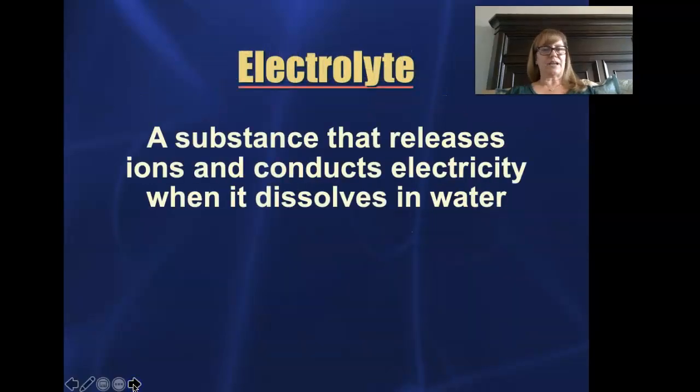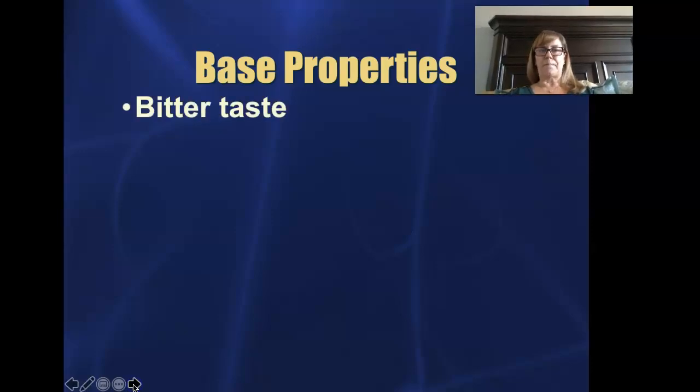Acids are electrolytes. They dissolve in water and they can conduct electricity when they're in that state because of their ions. Now let's look at base properties. Bases always have a bitter taste.